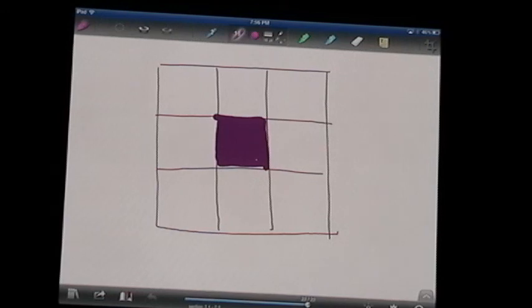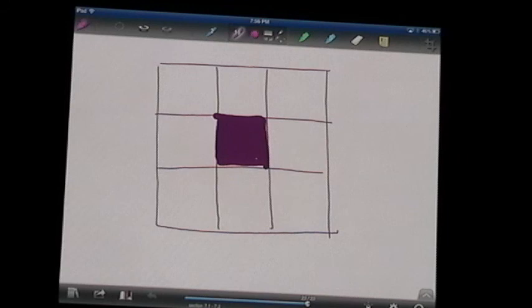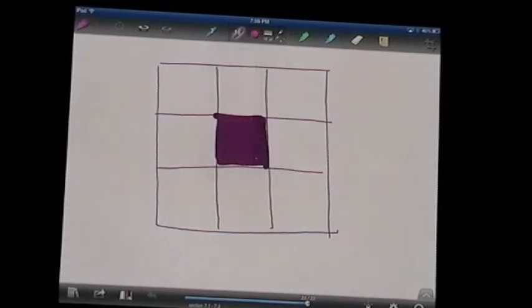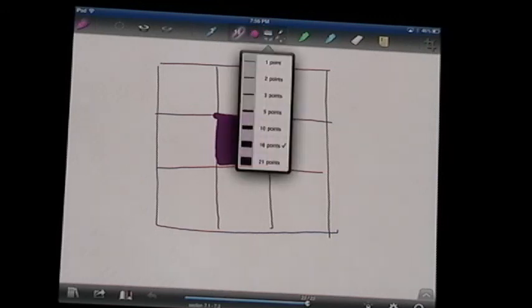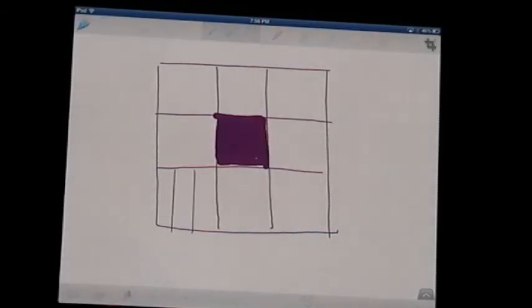Then it says, at each stage, divide the square into 9 equal squares with the middle square shaded a different color. So now I'm going to change that back to 2, lest I walk into class and try to write with that. Okay, and then I'm going to take each of these and divide these into ninths and shade this a different color.